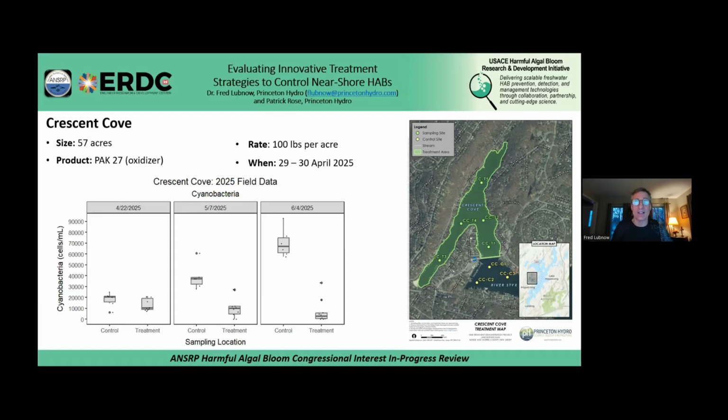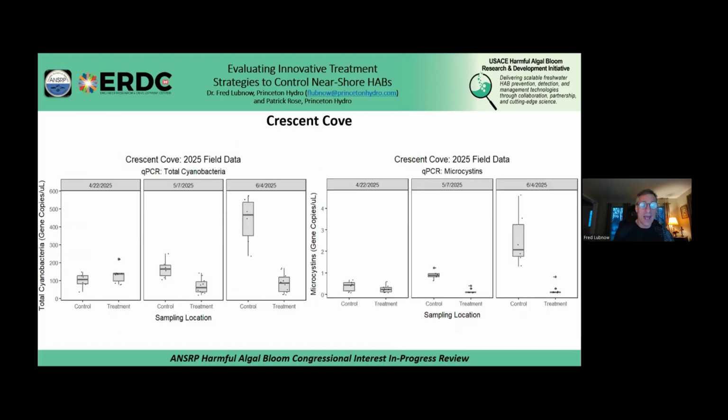So what this is telling us is that doing this spring benthic application of this product really had a substantial benefit in the Crescent Cove section of the lake. And as a matter of fact, we did see it carry on for the entire growing season. And because we monitor Crescent Cove, it's one of our standard monitoring spots, I'm showing this data.